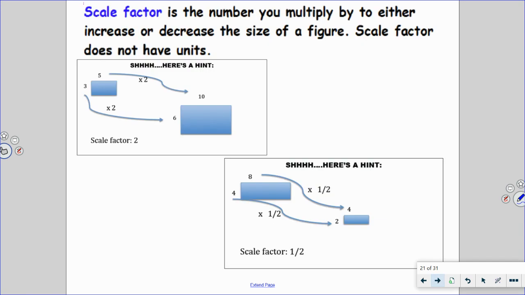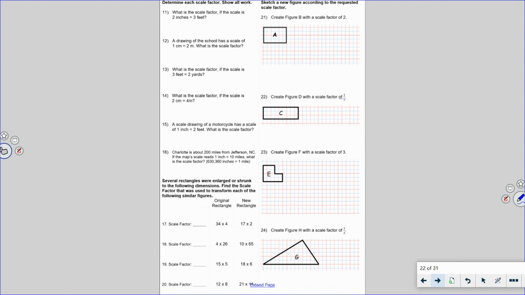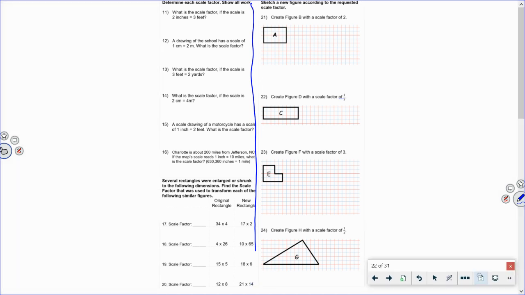Now this just kind of reviews. If it's enlarged, that scale factor is going to be larger than 1. If it's reduced, that scale factor better be smaller than 1 whole. Let's do one more problem. I think what we just did is we took care of 11 through 20. So I'd like us to pause and go to 21.